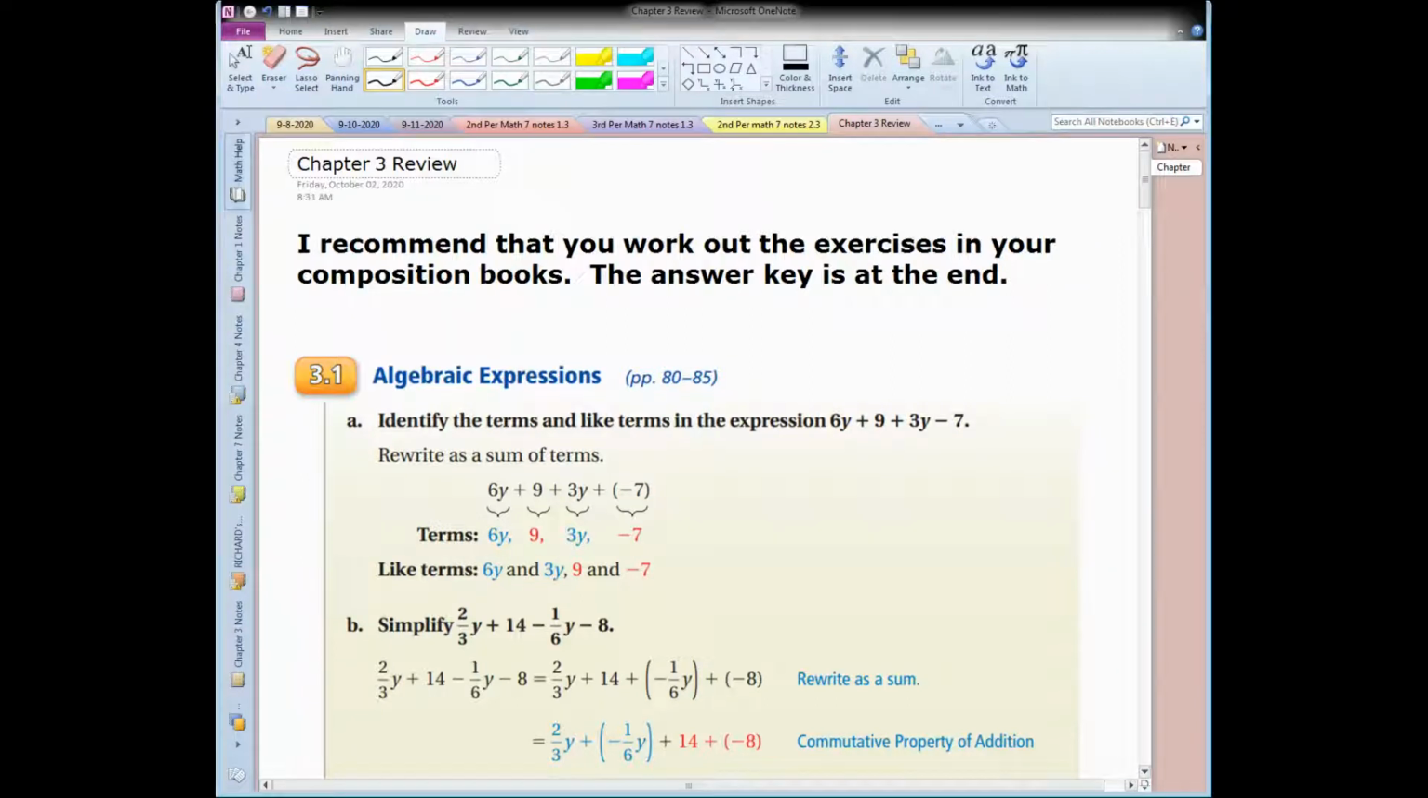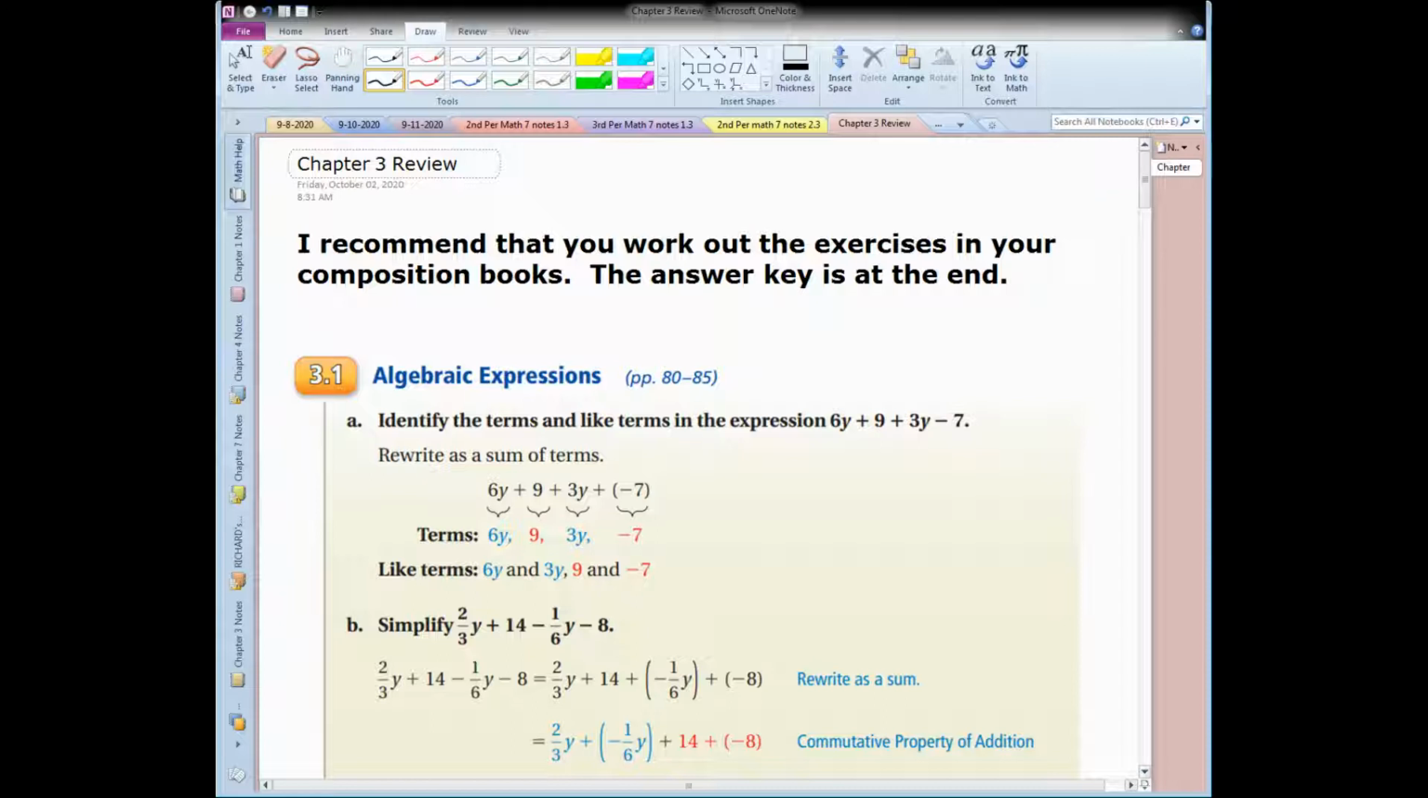Hey everybody, it's Mr. Odom, and today I am going to review Chapter 3. So we're going to be having a test on this chapter soon. Make sure you get all your work done. Can't take the test unless all your assignments are in.